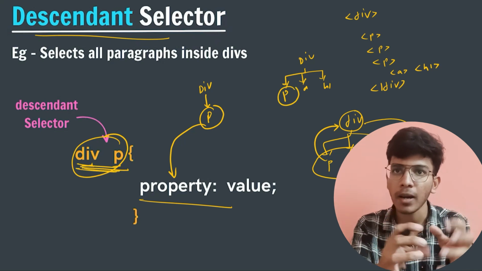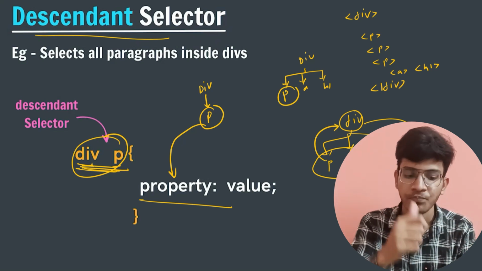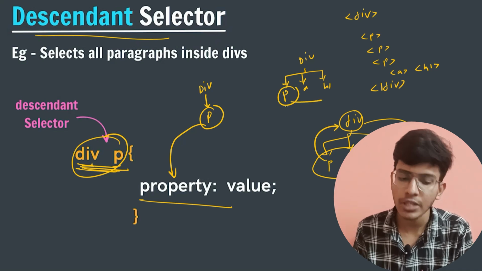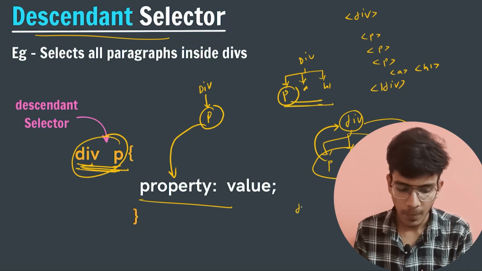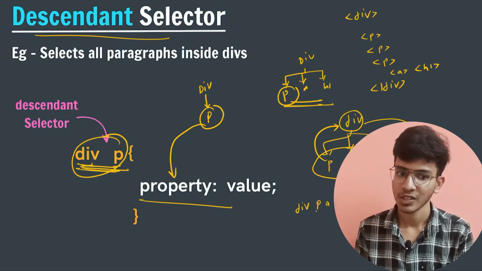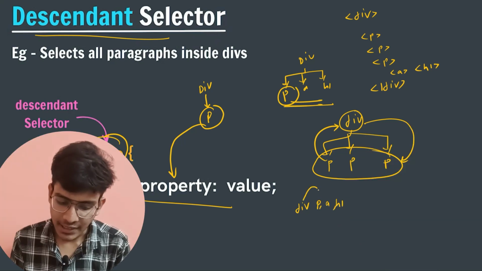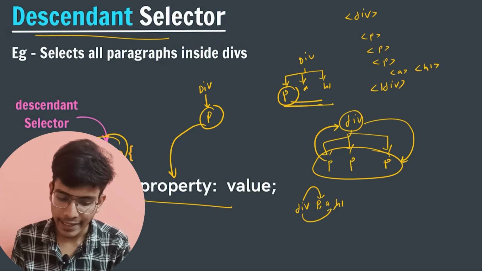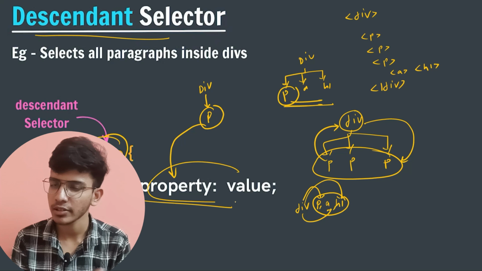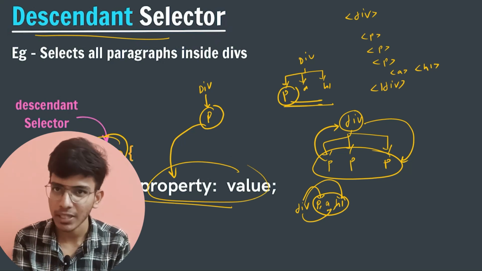Now if I want to apply my styling for my div, p, a, h1, then for all these tags, if I want to give styling, I will write div p a h1. What this tells us is that for div, its descendants are the paragraph tag, anchor tag and h1 tag, and for these three tags the styling should get applied. Whatever styling you are giving, it should get applied correspondingly, respectively.